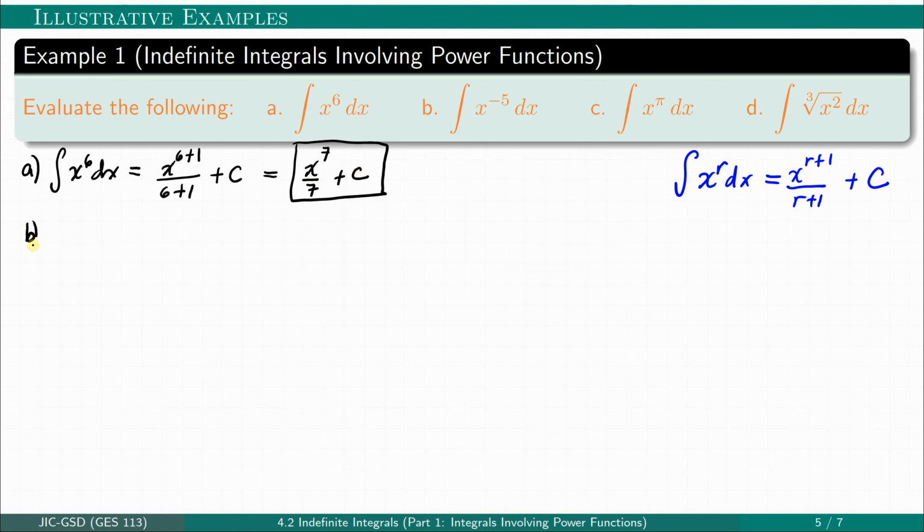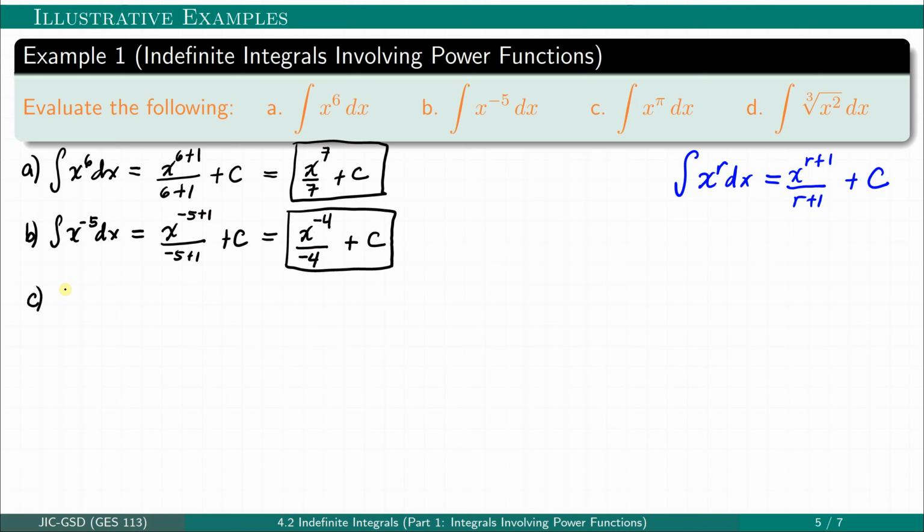For letter B, we have integral of x raised to minus 5 dx. In here, our power is negative 5. So this will be x raised to minus 5 plus 1 divided by minus 5 plus 1 plus the constant c. Now, minus 5 plus 1 will be negative 4. So this will be x raised to negative 4 divided by negative 4 plus a constant c. And that is our answer.